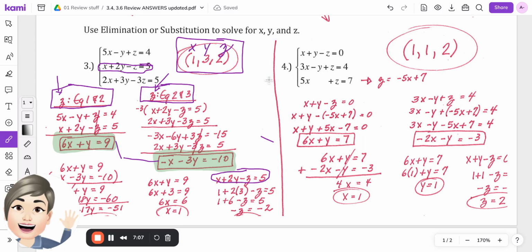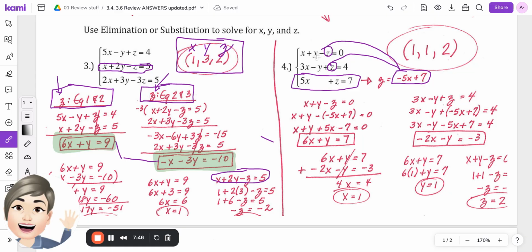I believe number 4 here, I used the substitution method. So you're going to take one of the equations. I chose this one because it only had 2 variables, okay, an x and a z. And I solved it for z because the coefficient was 1. So I said z equals negative 5x plus 7. So then I took this quantity and I substituted it into this equation for z and the other one in for z.